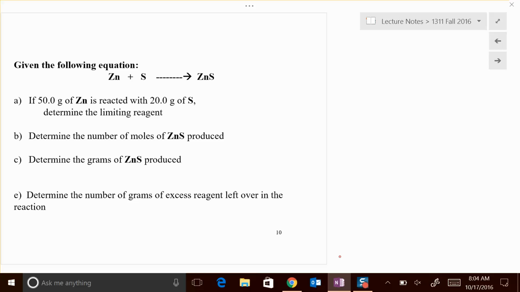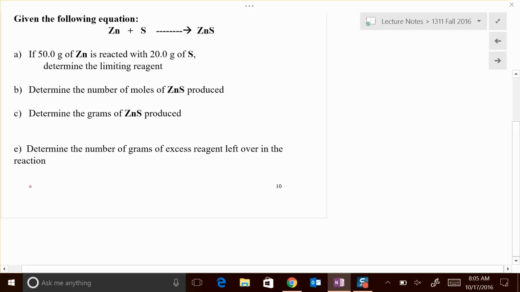So to determine which one to start with, I take just one of them. It doesn't matter which one, either the 50 grams of zinc or the 20 grams of sulfur, and I determine how much of the other thing I would need to react with it. So let's just go ahead and choose the 50 grams of zinc. Okay, so 50.0 grams of zinc.